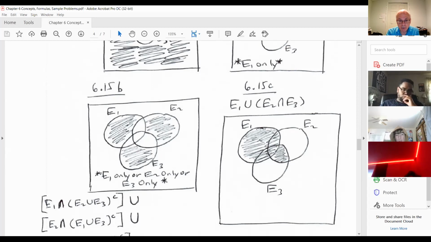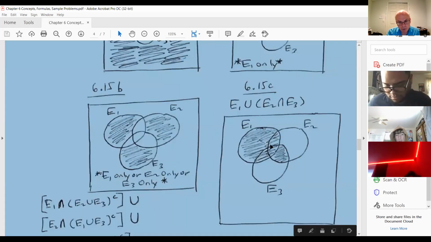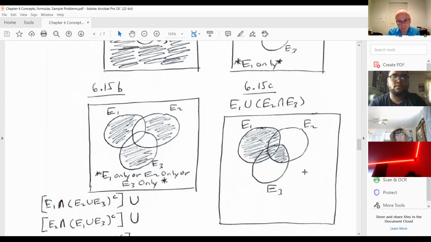So when we say either plant site 1 or both of the others are completed, we have to include this little piece right here, because both E2 and E3 together would encompass this entire area here, if you can picture that. E2 and E3 is just the entire intersection of E2 and E3.